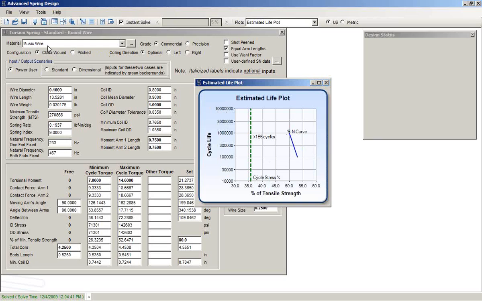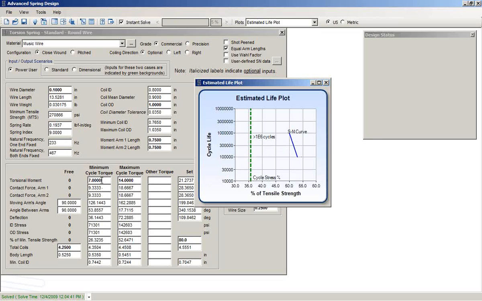So for this music wire example, at 1 million cycles, the percent of tensile strength is 50%, and at 100,000 cycles, it looks to be at about 53%. So that's the SN curve for this particular example. Anything falling to the left of that SN curve, any stress condition to the left of that curve, would indicate a life of greater than 1 million cycles, because that's this point right here. Anything to the right of that SN curve would be an indication that the life is going to be less than 100,000 cycles. Anything falling along the blue SN curve will be some life between 100,000 and 1 million cycles.